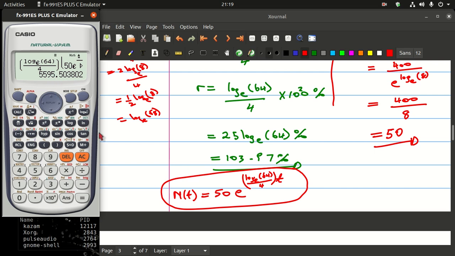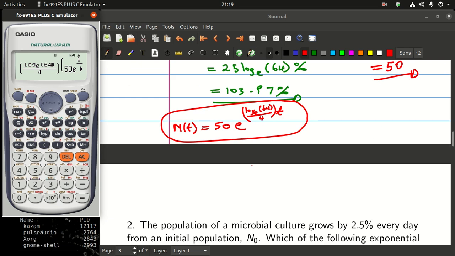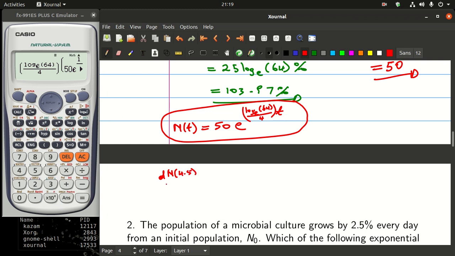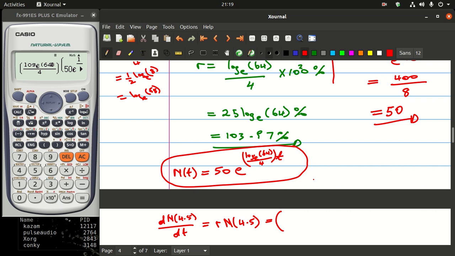So you just want to find this part here, and then we continue in that particular fashion, just to write so that you can see. They are looking for dn of 4.5 with respect to time. So this is going to be your r times n of 4.5. And what was our r? Our r, we found it to be log e of 64, and then you divide this whole thing by 4, and then you multiply by that.